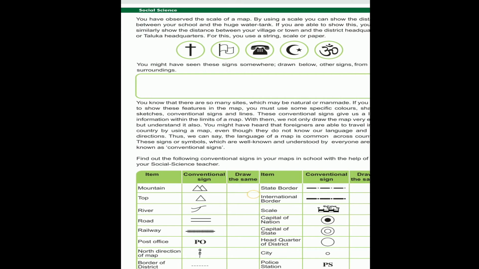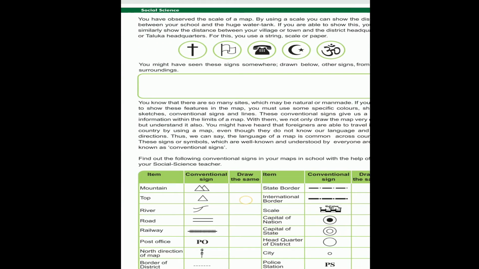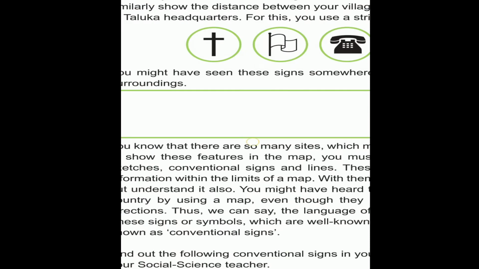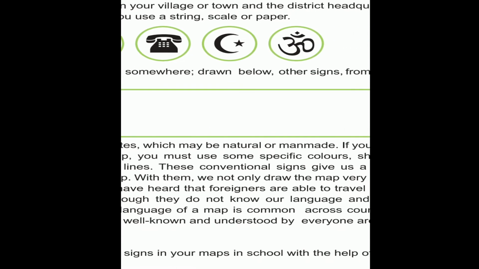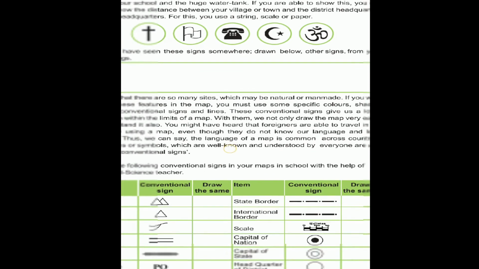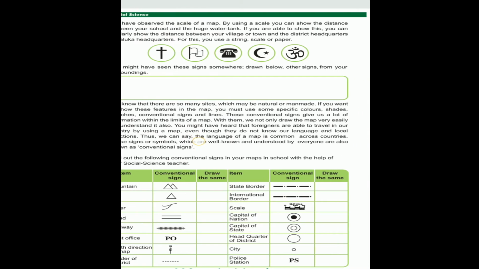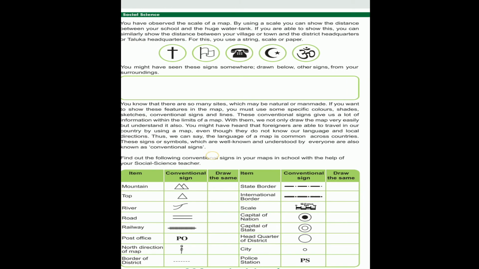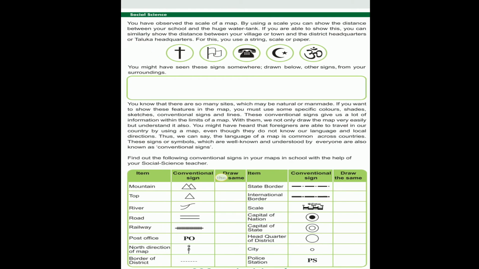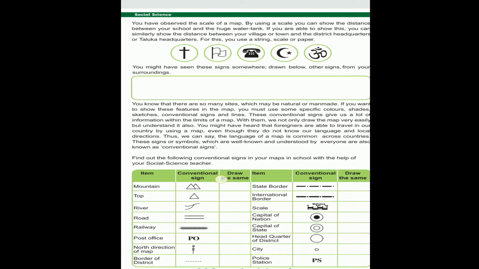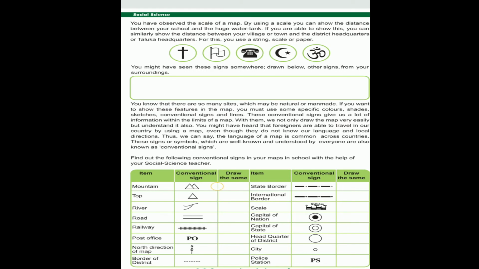And these are some signs. You might have seen these signs somewhere. Draw below other signs from your surroundings. You see these signs like this religious sign, this is a flag, phone, STD booths, masjid, temple, etc. There are so many sites which may be natural or man-made. If you want to show these features on a map, you must use some specific colors, shades, sketches, conventional signs and lines. These conventional signs give us a lot of information within the limit of a map.